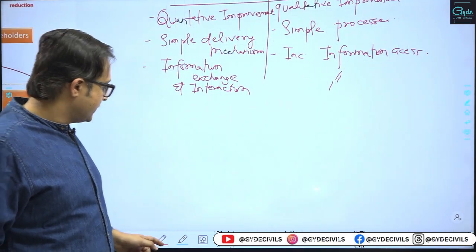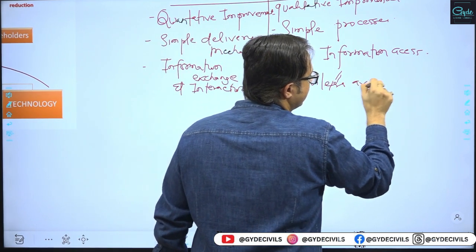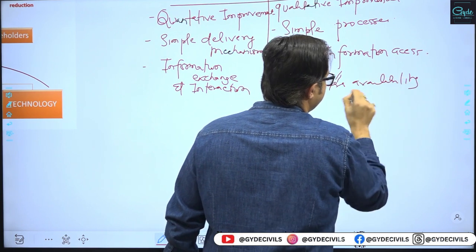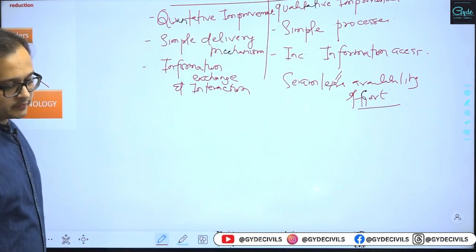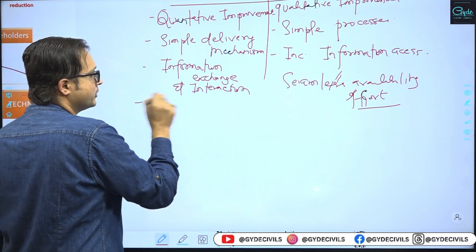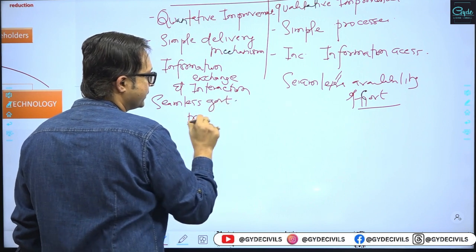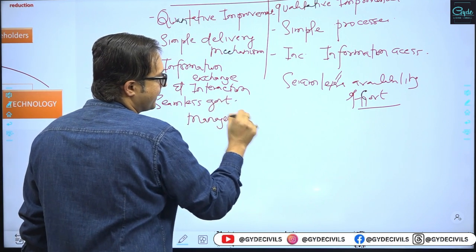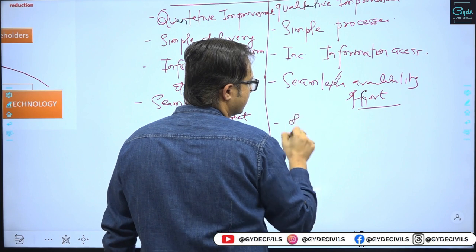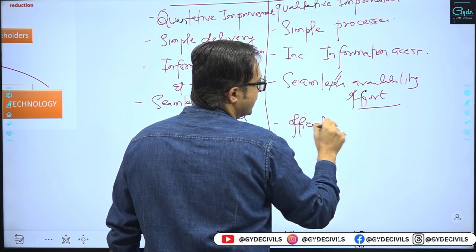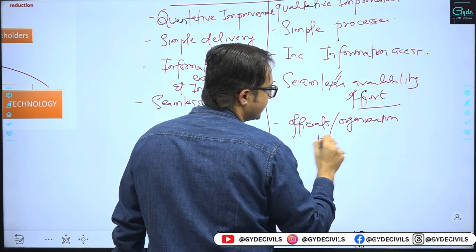So this provides seamless availability of government at various levels, whereas this provides the efficient management or seamless governmental management. This is established with participation of officials and organizations and their participation.